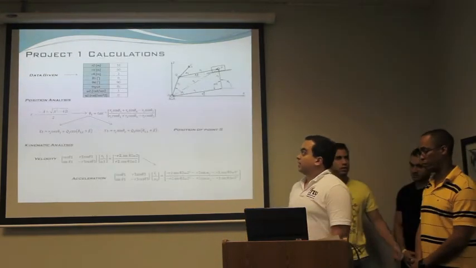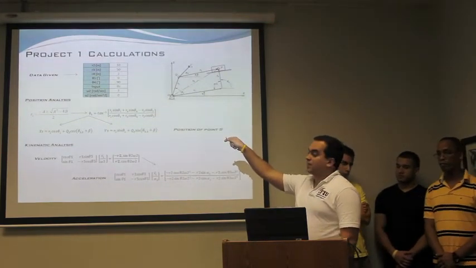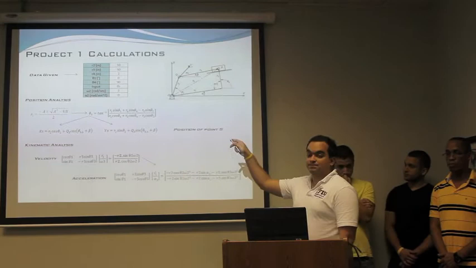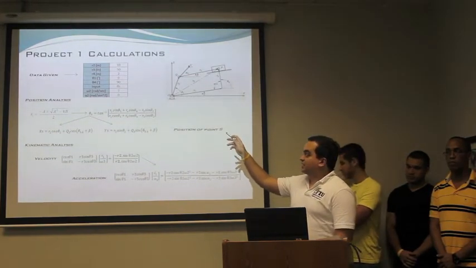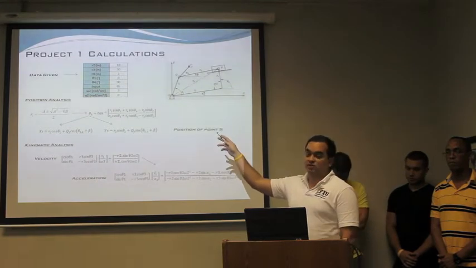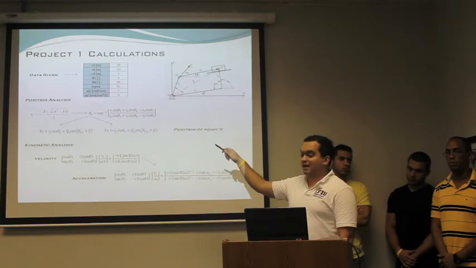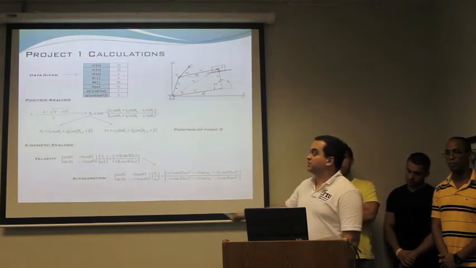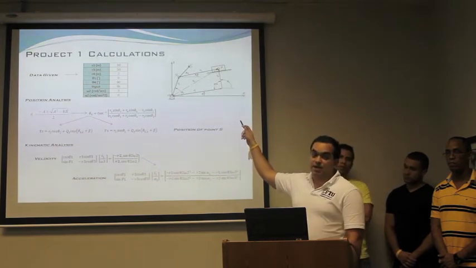Okay. Here are the calculations for project number 1. As you can see in the table up there, those are the data given in the project. The input was at angle theta 2 with an angular velocity of 3 radians per second and an angular acceleration of 0 radians per second squared. This is the schematic of the mechanism given.